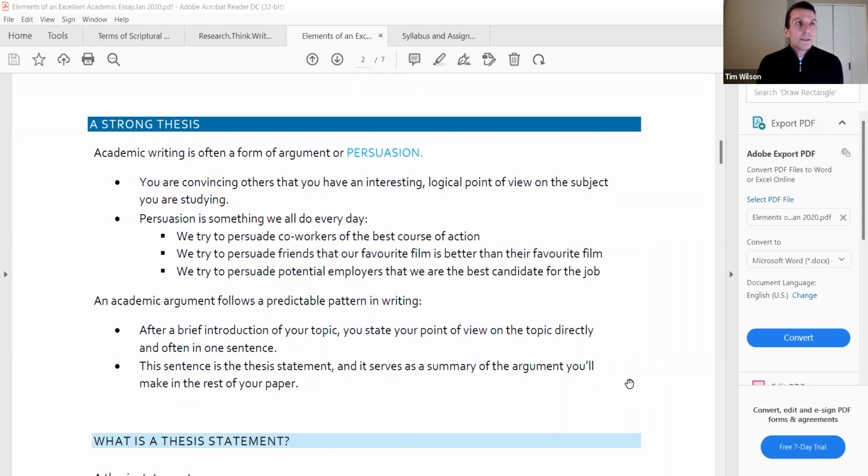As I mentioned, in academic writing, you're trying to persuade someone. And persuading is something we do all the time, right? I've got examples there. Maybe you're trying to persuade coworkers that your plan is a good one. Maybe you're trying to persuade friends that your favorite film's the best film in the history of film, what have you. So the academic argument is similar to these types of persuasion, but it follows a fairly predictable pattern.